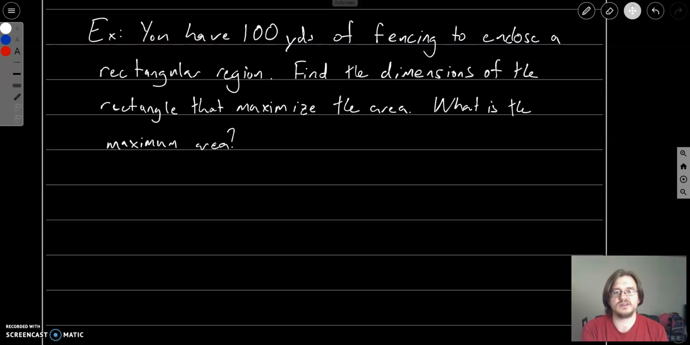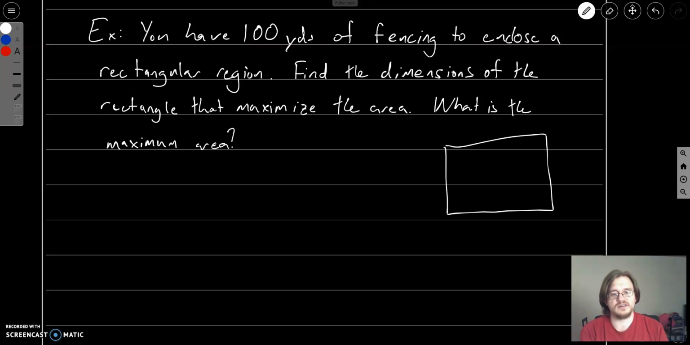We have 100 yards of fencing to enclose a rectangular region. So we're going to fence off a rectangle of land. Find the dimensions of the rectangle that maximizes the area. Okay, so if we call these x and y, we want to find the area of this. Well, the area of a rectangle is just going to be x times y. So then the question is, what is the maximum area? And we also want to find the dimensions. So right away, we know that we're going to maximize the area, and the area is going to be x times y. So this is what we want to maximize.